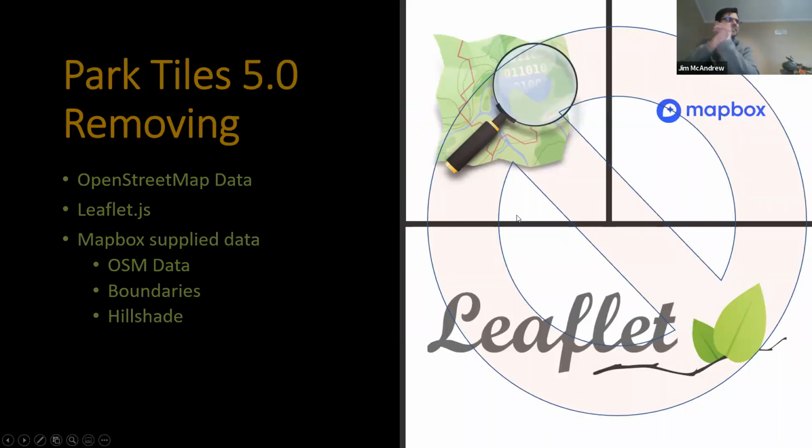All right, I moved to the next slide. So Park Tiles 5 is our next big undertaking. And we want to get rid of a lot of stuff that we had been using. We want to take all of that OpenStreetMap data and take it out. Not that I have anything against OpenStreetMap data, but we have a lot of great sources.